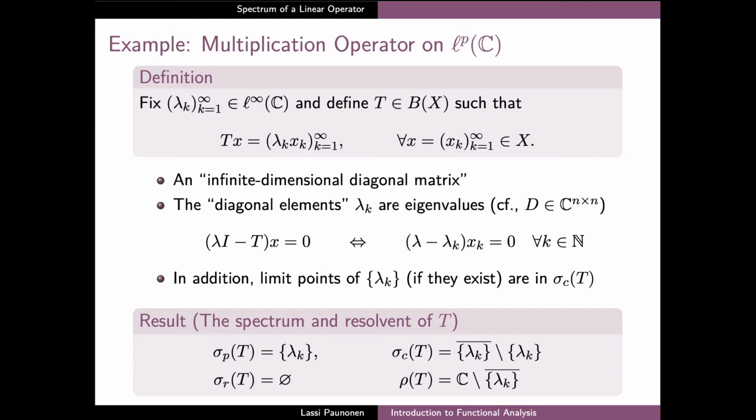One example of this happens if we choose the sequence of lambda k's to contain all rational points on the real interval from 0 to 1. And in this case, the closure of the set of lambda k's is the whole real interval, and therefore the continuous spectrum of T consists of all irrational points on the interval and is therefore an uncountably infinite set.